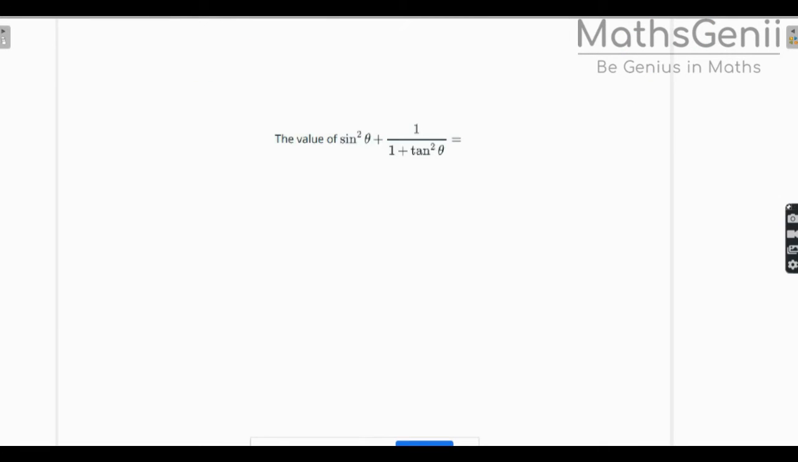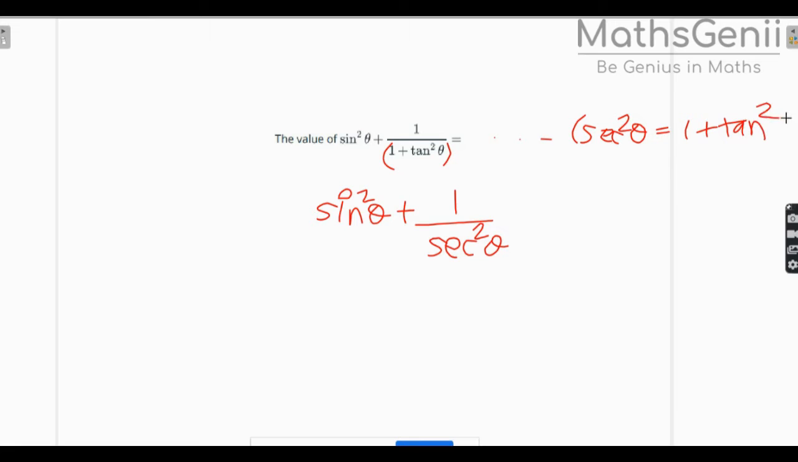Now moving to the next question of trigonometry only. Again a simple question. Sine square theta plus 1 upon 1 plus tan square theta. Okay. Now this question is also very simple. What is 1 plus tan square theta? We all know the formula. Sec square theta, right? It's a formula. Sec square theta is equal to 1 plus tan square theta.